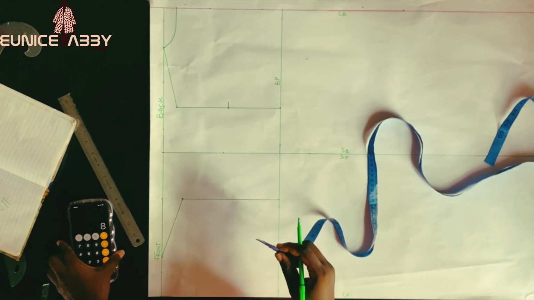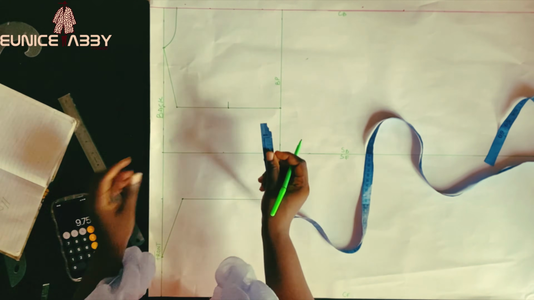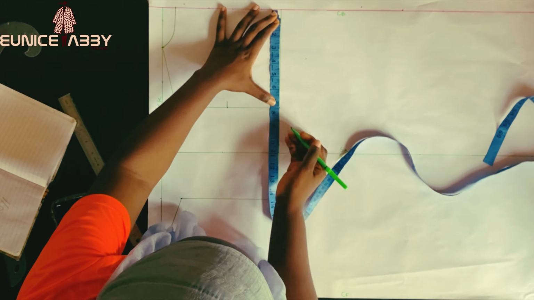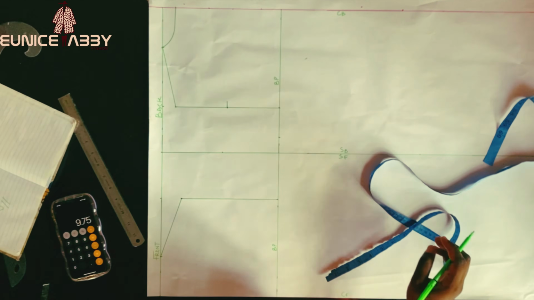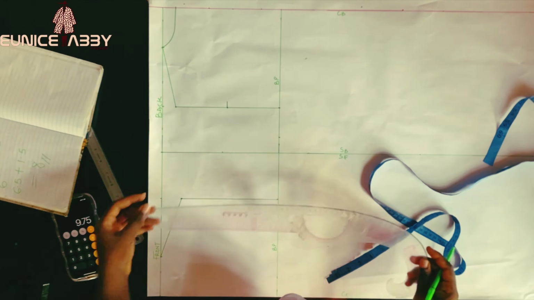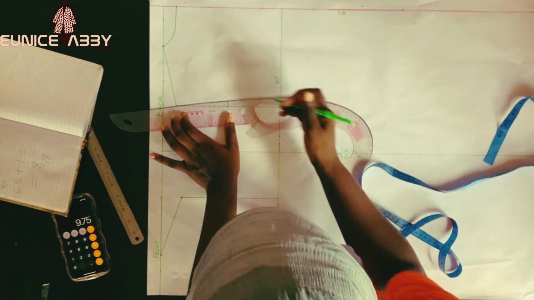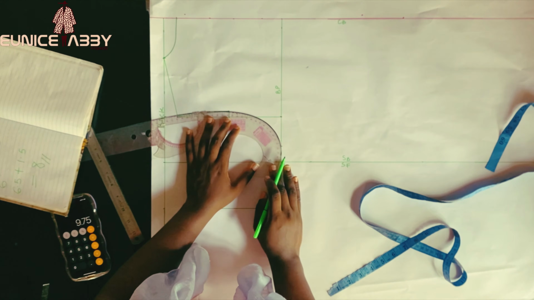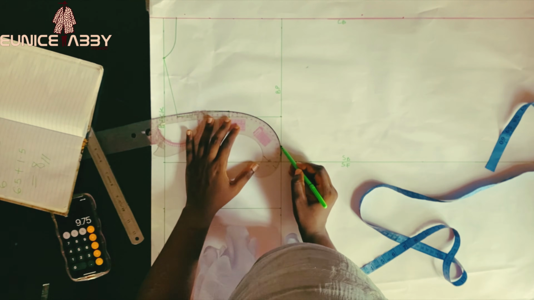Okay, then I am going to divide my bust by 4. 39 divided by 4 is 9.75, which is what I marked at this point. Then I went ahead to connect the points to form the armhole curve. I connected this point just as shown, and I went ahead to complete the curve using my armhole curve.